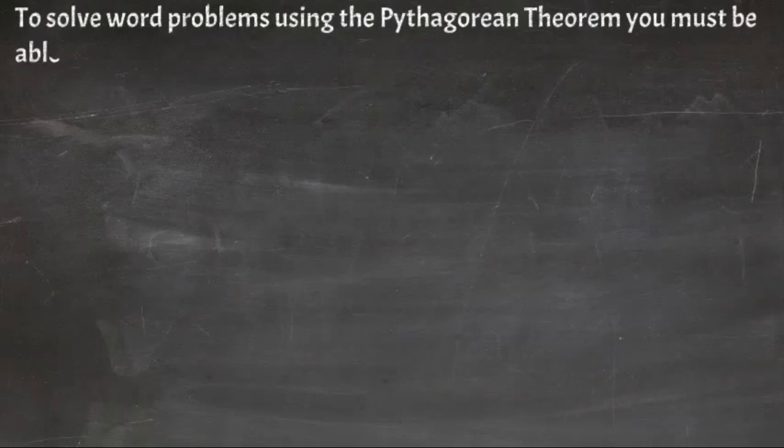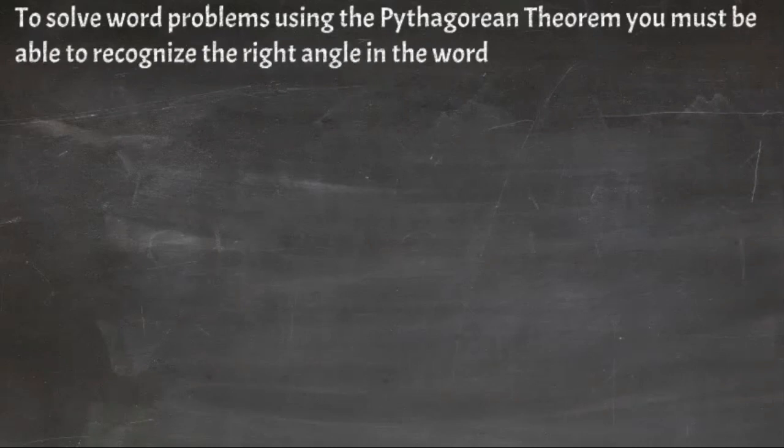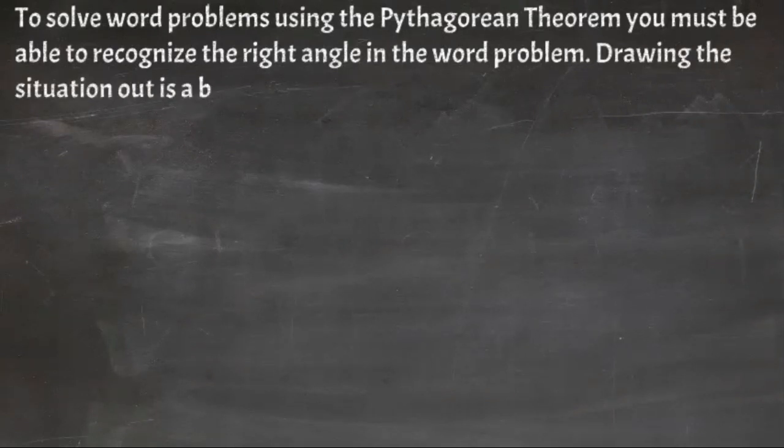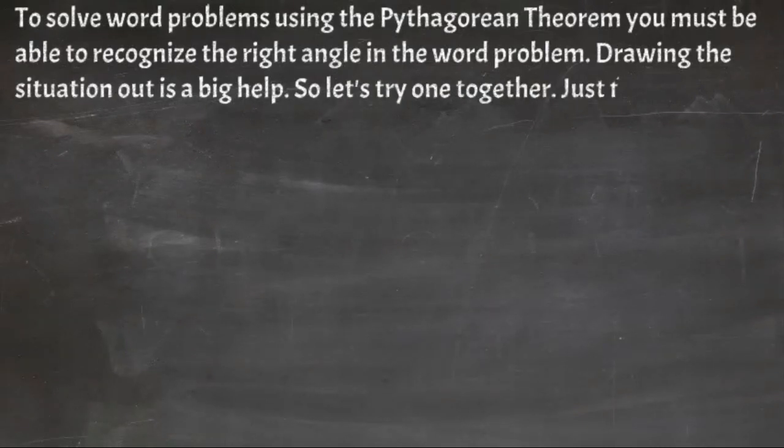To solve word problems using the Pythagorean Theorem, you must be able to recognize the right angle in the word problem. Drawing the situation out is a big help. So let's try one together. Just follow along with me.